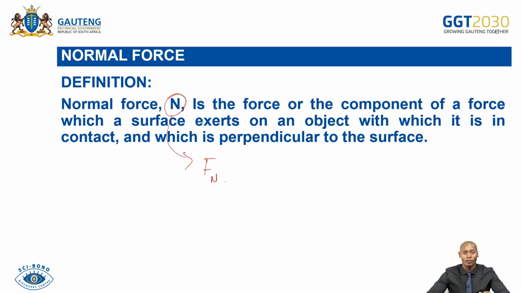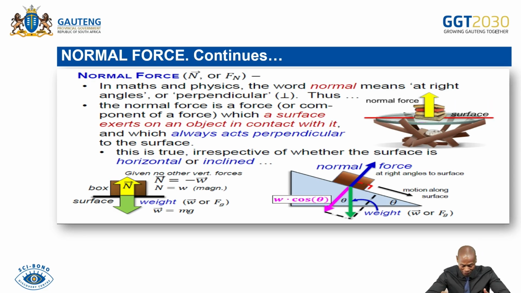And what is the normal force? It is the force, or the component of a force, which a surface exerts on an object with which it is in contact and which is perpendicular to the surface. The symbol is capital letter N, or we can also use Fn. It is the force exerted by the surface on an object that is in contact with it, and this force always acts perpendicular to the surface. Here we can even give examples.